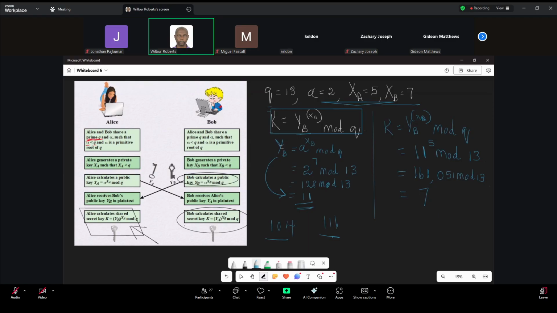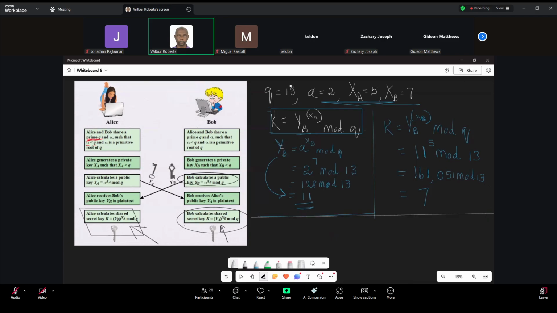Good. Which means that is the shared secret key. If we go across, we worked it out from Alice's point of view. We'd say YB to the XA from Alice's point of view. Now, if we go across and work it out from here, where I'm putting this arrow, we should get the same thing, we are supposed to get the same thing, because it's a shared secret key.